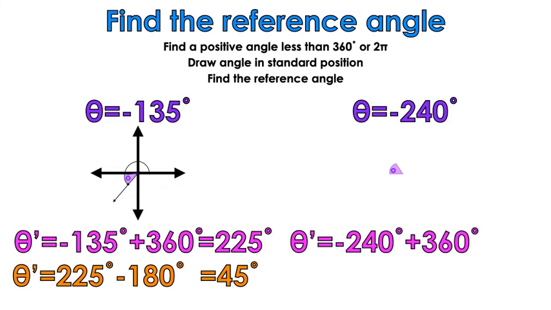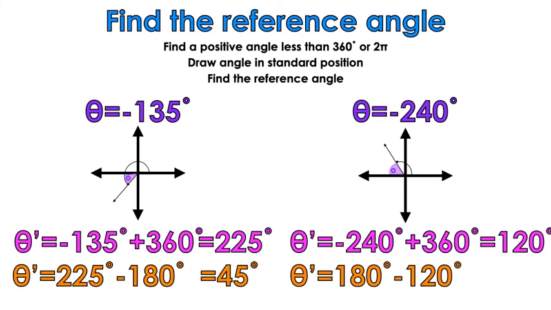Okay? So now we're going to do negative 240. Same thing applies. I want this angle to be its positive coterminal angle, so I'm going to add 360 to it. I'm going to get 120, and 120 is second quadrant. Second quadrant tells me that I'm going to do 180 minus theta. So 60 degrees.